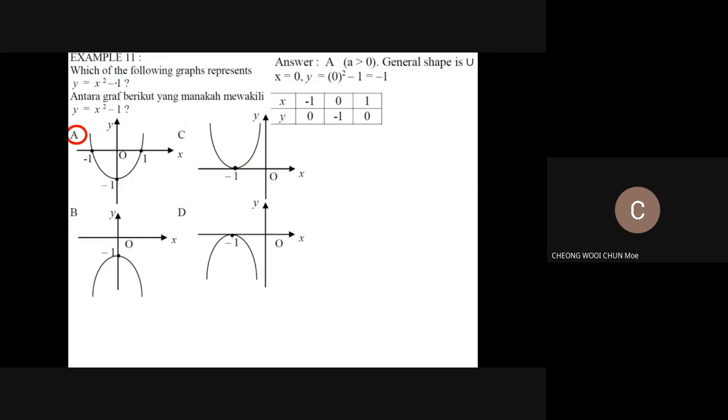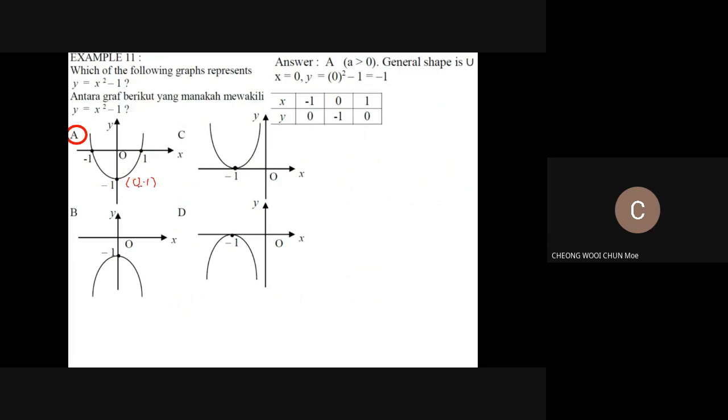Because here no x, no x is the y-intercept. So negative 1. Here it's not y, it touches at x, at 1, negative 1. So this is the answer. Or you can replace, use the value to replace. This value is the coordinate 0, negative 1.